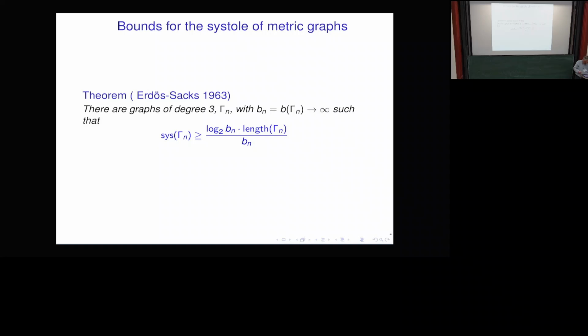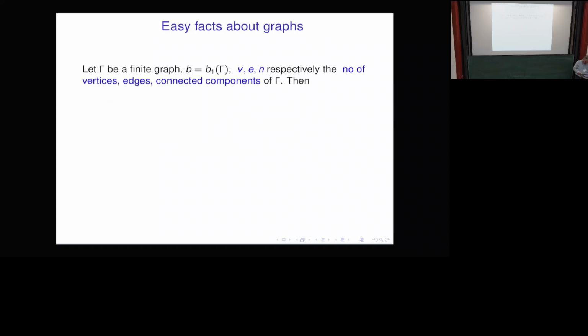Okay, let's go back to the proof. In the case of graphs, I have a finite graph and I have the numbers V, E, and N, the number of vertices, edges, and connected components. My result also works if you have more connected components. In fact, as you saw in my previous example, if you have more connected components, it's kind of easier, right?